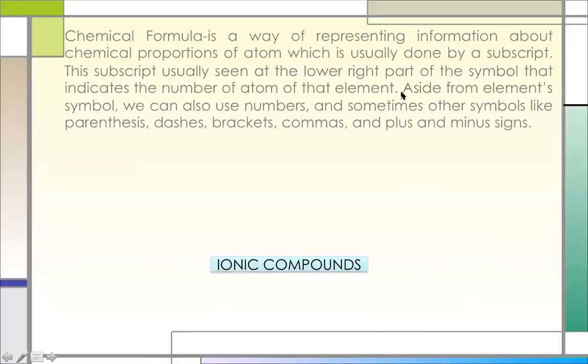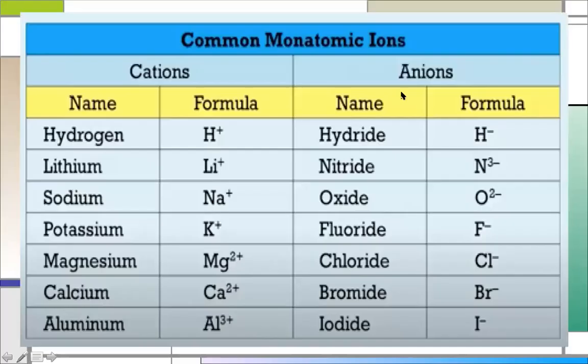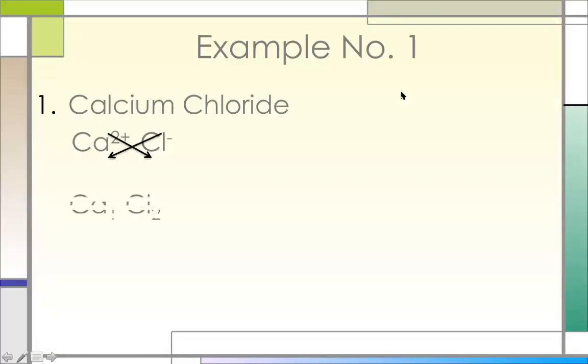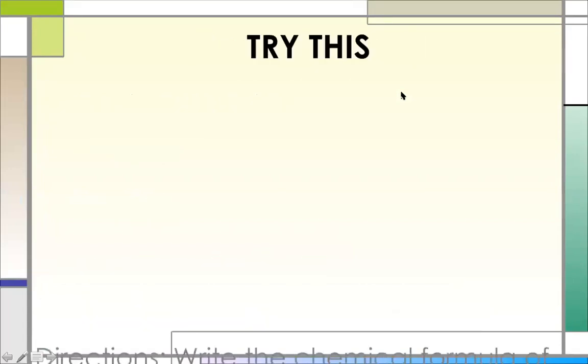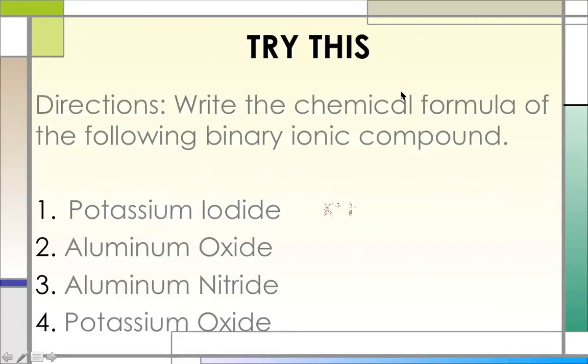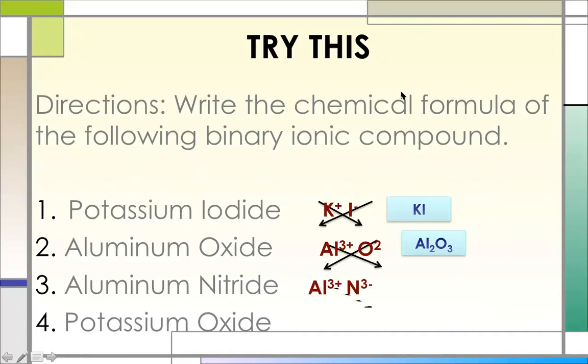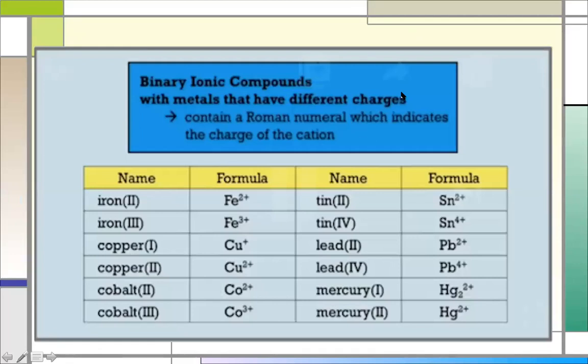Okay. So let's go back to our discussion on the other type of writing. So let's move on to binary ionic compounds with metals. The one we have discussed a while ago is also a binary ionic compound, but with monoatomic ions.